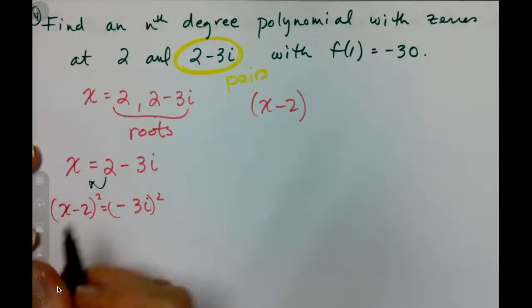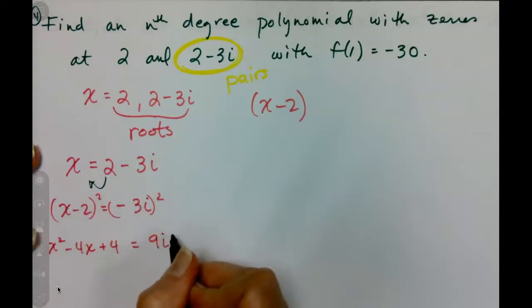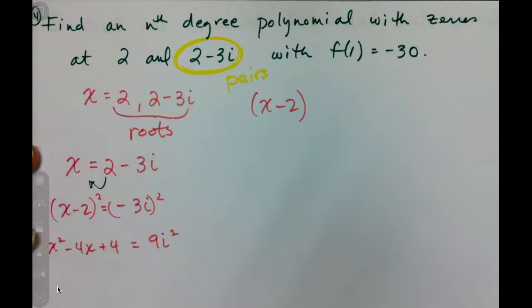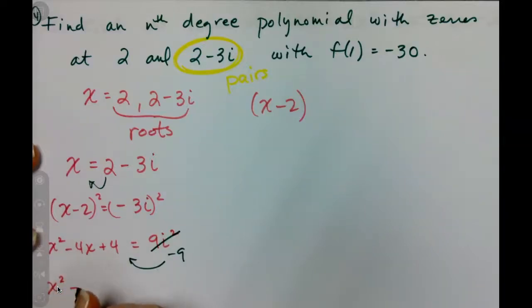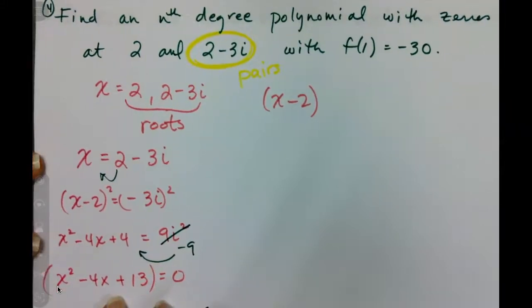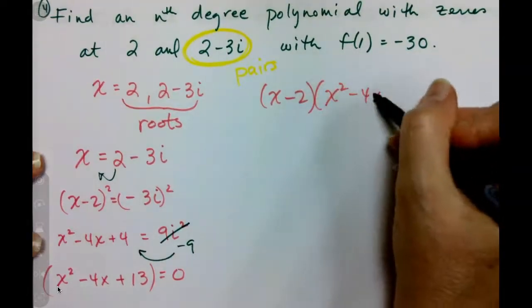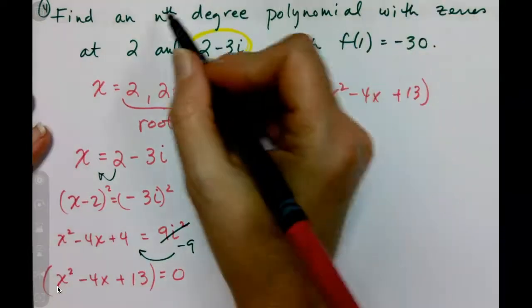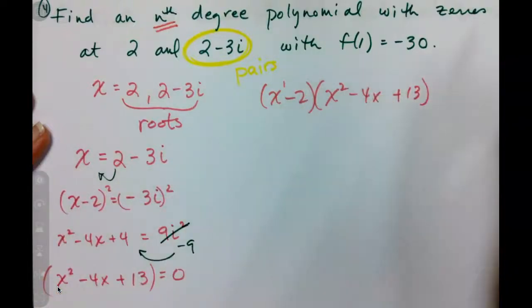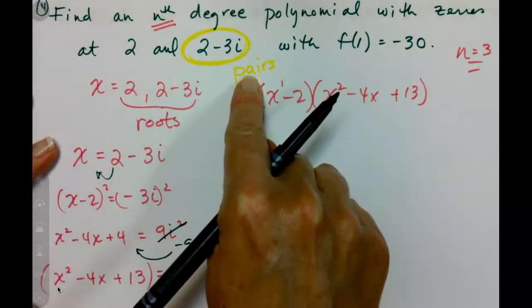So x minus 2 quantity squared is x squared minus 4x plus 4 equals, to the right-hand side, 9i squared. Of course, i squared equals -1, so 9i squared is going to become -9. So when we add it back to the other side, we get x squared minus 4x plus 13 equals 0. So this is our quadratic factor that is yielding these imaginary roots. So x squared minus 4x plus 13 is our second factor that we need for our polynomial. So our degree is going to be 1, 2, 3. So n is going to be equal to 3 here, a third degree polynomial, because these imaginary roots always come in pairs.